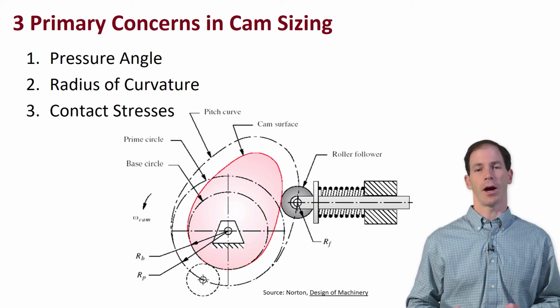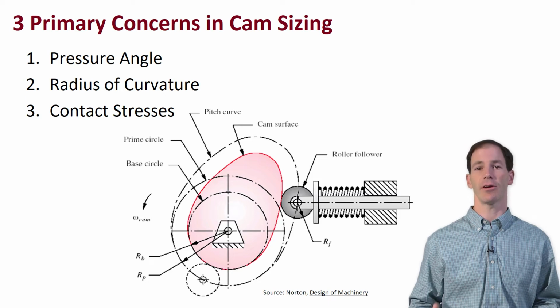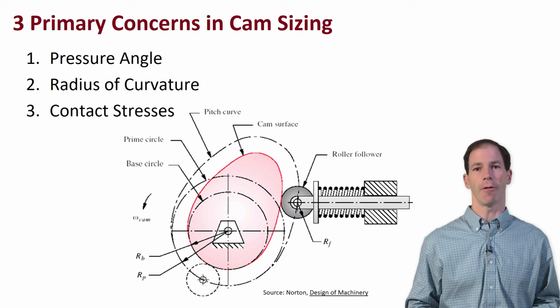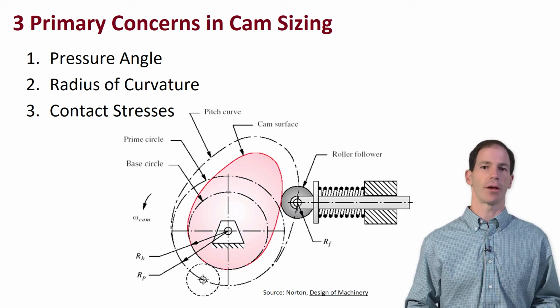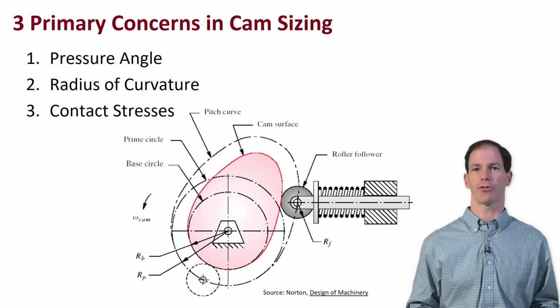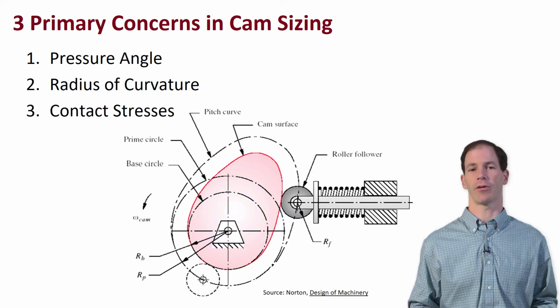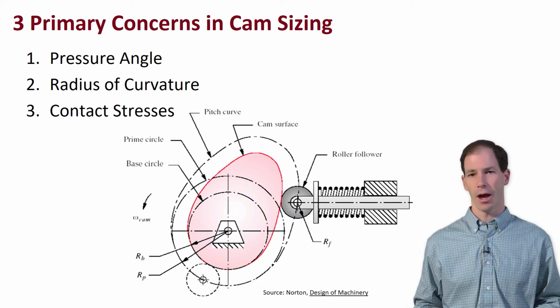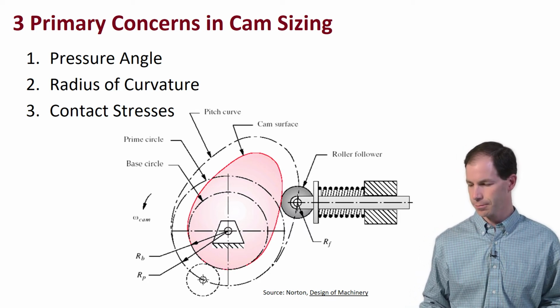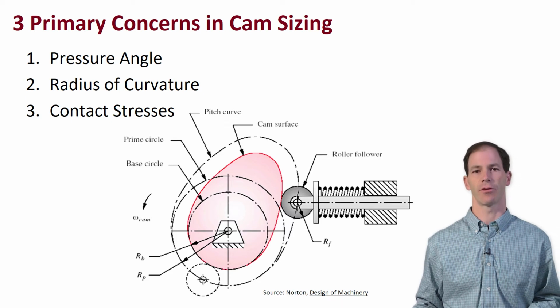And then once we move beyond this, we start to consider things like contact stresses and how much force is being applied within the cam joint, and whether or not we can handle those contact or Hertzian stresses. We can then move into things like dynamics as well as material choices. So there are a number of other things, but the three for this first pass of cam sizing are pressure angle, radius of curvature, and then contact stresses and forces. All right, so let's attack the first two.